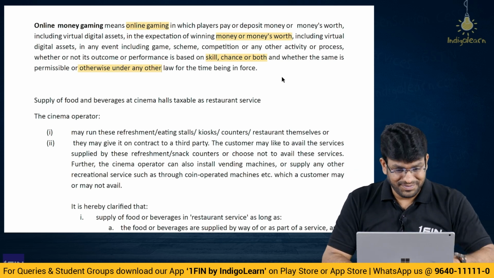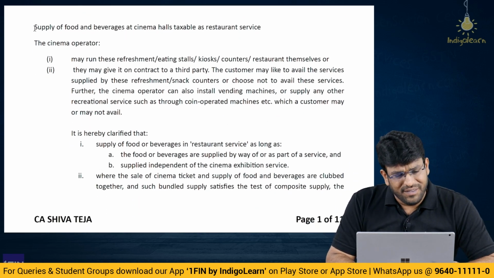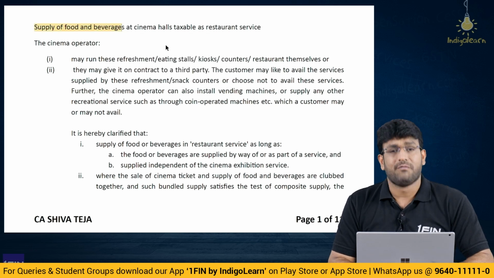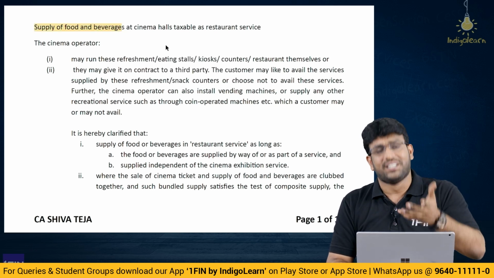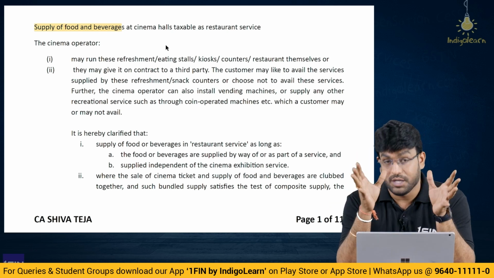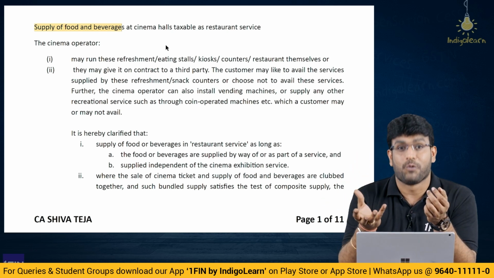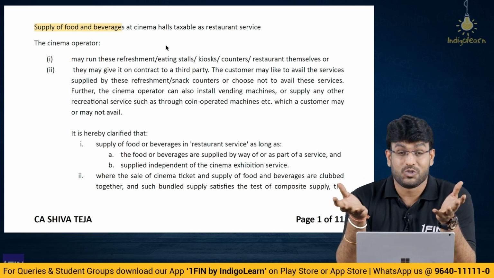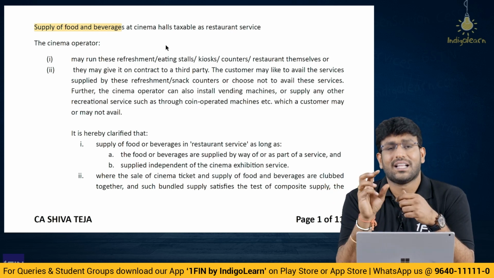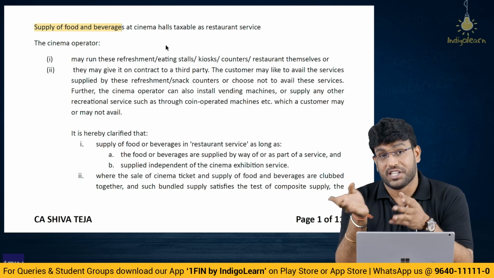Next point. Supply of food and beverage at cinema halls. Already in the previous video, that means last attempt only, we discussed this amendment, but I put this once again only for reiteration. I'm talking about something like when we go to a multiplex movie theater to watch a movie, in the break time or before the start of the movie, we might buy some popcorn or some chips or nachos, cool drinks, what not. Exactly. So law is trying to say that's as good as a restaurant service. On that, GST will apply at a rate applicable to restaurant service.